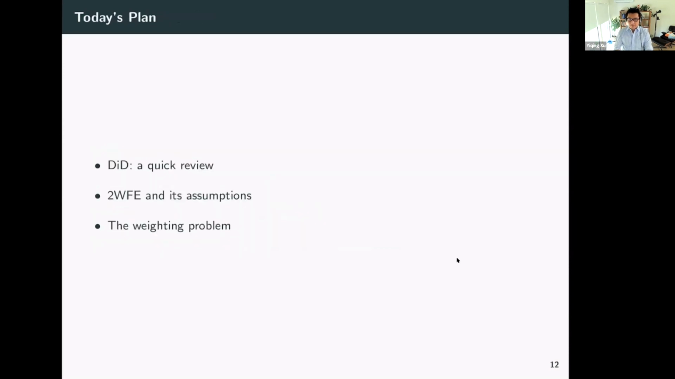Today first I will discuss DiD very quickly. You will feel bored because you're so familiar with it. And then the 2 fixed effect assumptions, and then the weighting problem. I think behind this set of slides, there may be 4 or 5 papers that basically organize materials from 4 or 5 newly emerged papers and try to make sense of them.